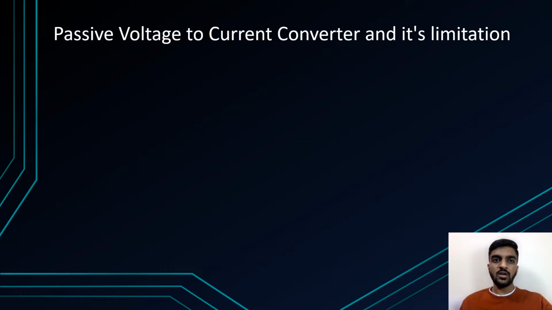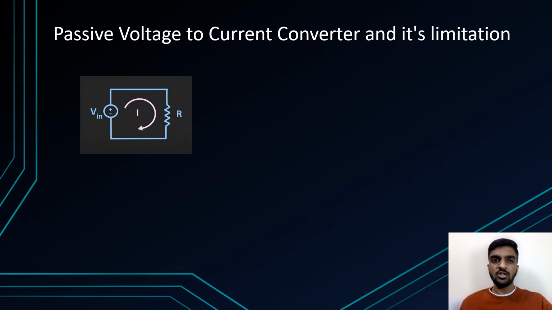We can convert voltage to current in two ways. One is using passive circuit components and the other one is using active circuit components such as op-amps. Now let us see how to design it using passive circuit components. So here, just by connecting the resistor in series with the voltage source, we can convert the voltage into current, and the relation is given by I is equal to Vin by R. This relation is obtained by applying Ohm's law.